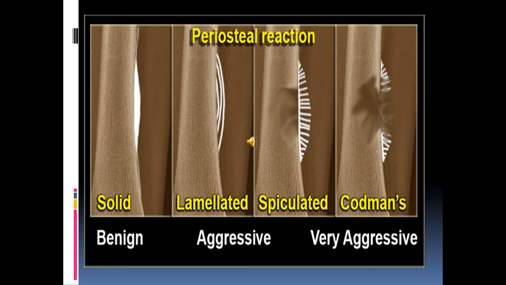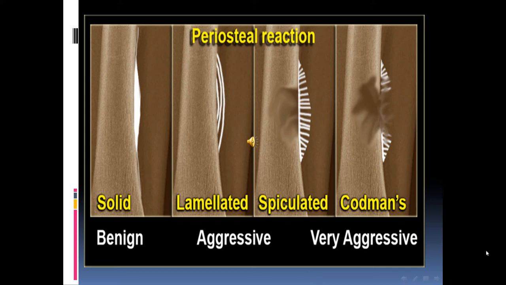As we can see in the lamellated periosteal reaction, there are multiple layers, so we can see multiple white lines at the cortex, while in the spiculated we can see multiple small white lines in vertical orientation to the cortex. So we call it spiculated, and sometimes we call it sun ray spiculation. Lastly, we have an example for the Codman triangle, in which we can see only part of white lines overlying the cortex and forming a triangular shape, and we call them Codman triangles.